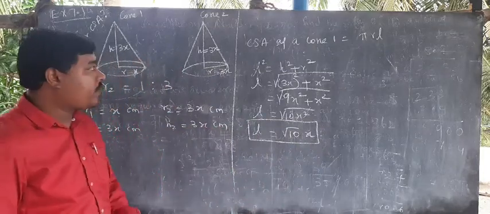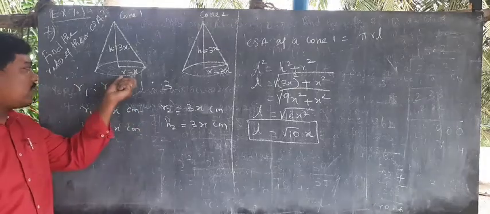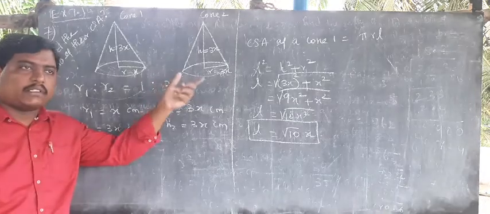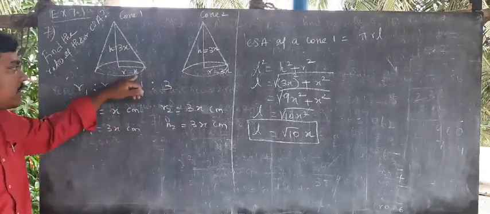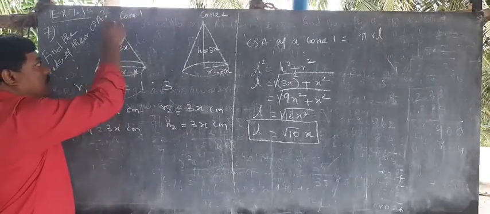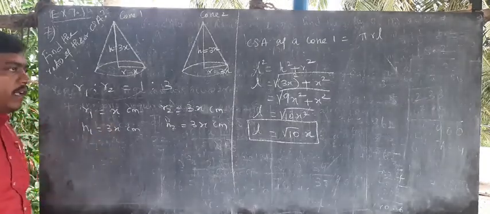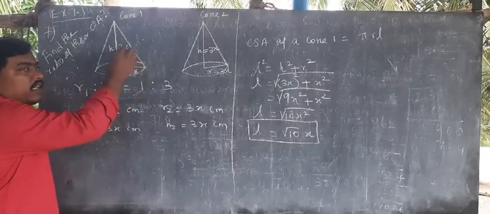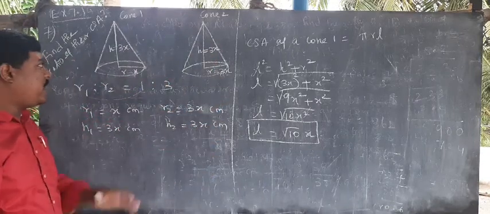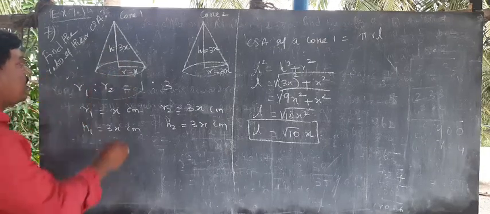Again I say, they are given two cones. This cone 1 has radius x, which means the cone 2 radius is 3 times greater. So r equals x, and r equals 3x. The height is also given: compared to the smaller cone, 3 times its height will be greater. So here x means here 3x. The same height will be in the second cone also. We need to find h and r, which are given.